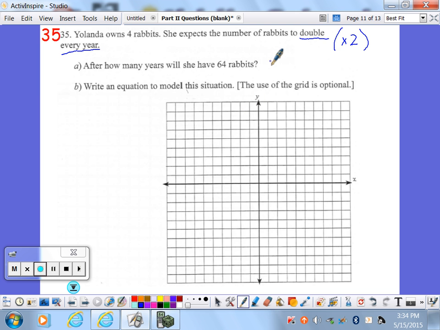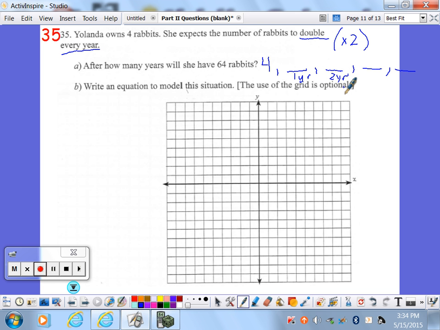What I would do is she starts with 4. Why don't you list out a sequence of numbers and see how many years it takes you to get to 64. Keep in mind this is our starting amount, so after 1 year will be here, and after 2 years will be here, and so on. Just be sure to state the number of years it takes to answer the question.